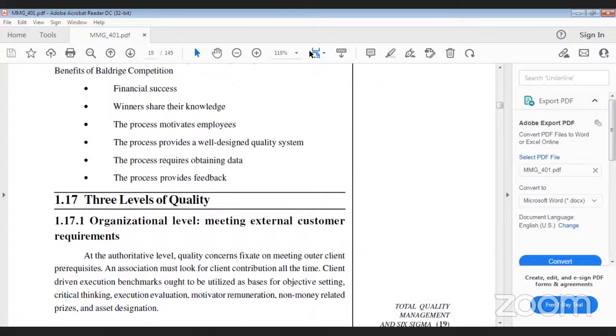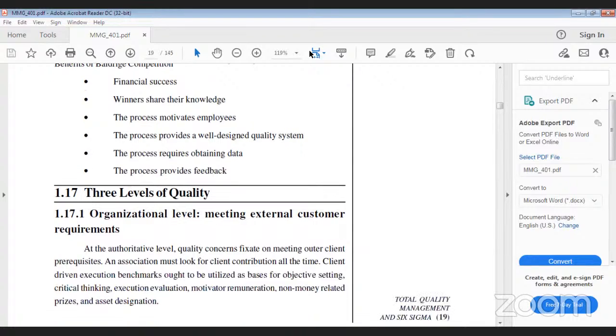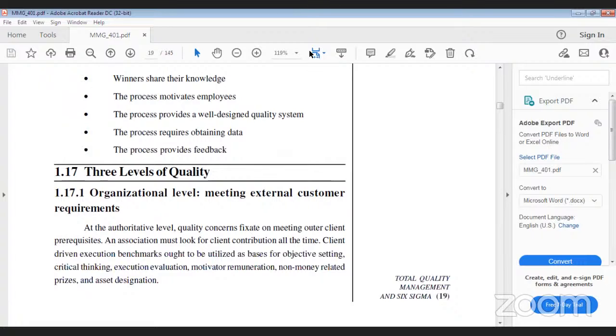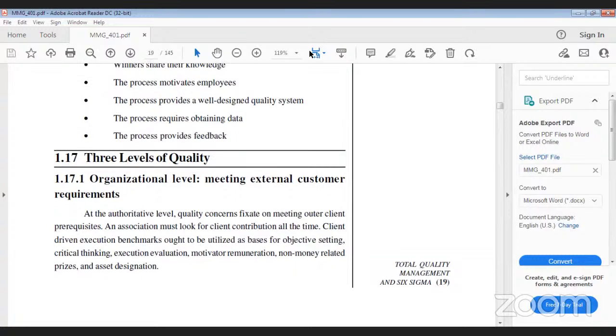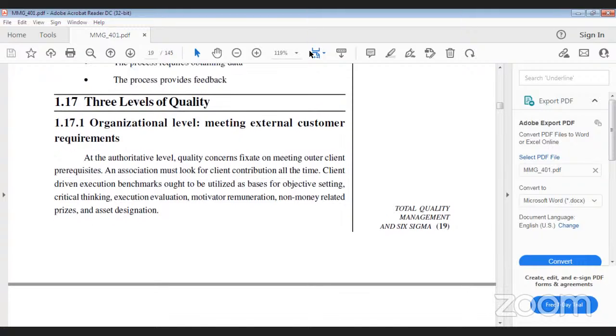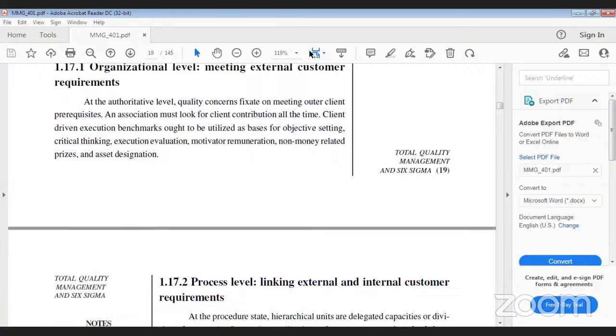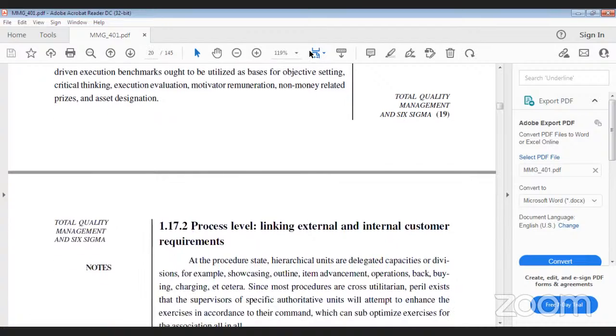Then there is point 1.17, three levels of quality. There are three levels of quality. The organizational level is meeting external customers' requirements. The first level is the organization level, where quality concerns are fixed at meeting client prerequisites. Then the second level is the process level. The next level is linking external and internal customers' requirements also.